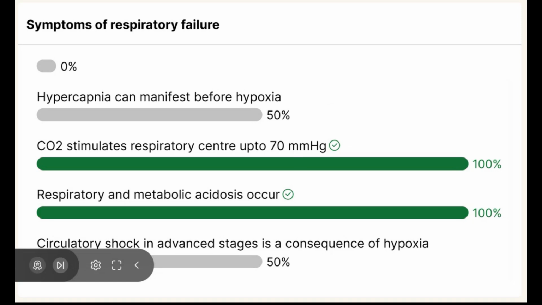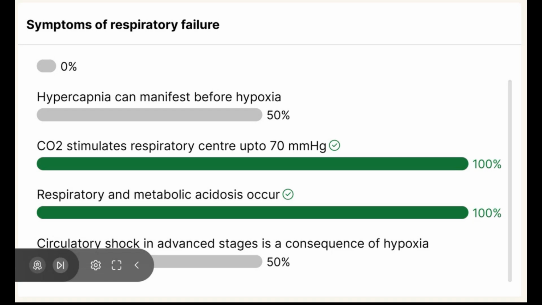And if you go past this point, then a greater increase is going to cause respiratory central depression. And respiratory and metabolic acidosis occur together. That is also true. Respiratory acidosis is because you're not able to ventilate enough, so you're accumulating CO2. And metabolic acidosis is actually a consequence of the hypoxia, which increases lactic acid production. And as a result, you have lactic acidosis. So you can have both of these happening together during respiratory failure.